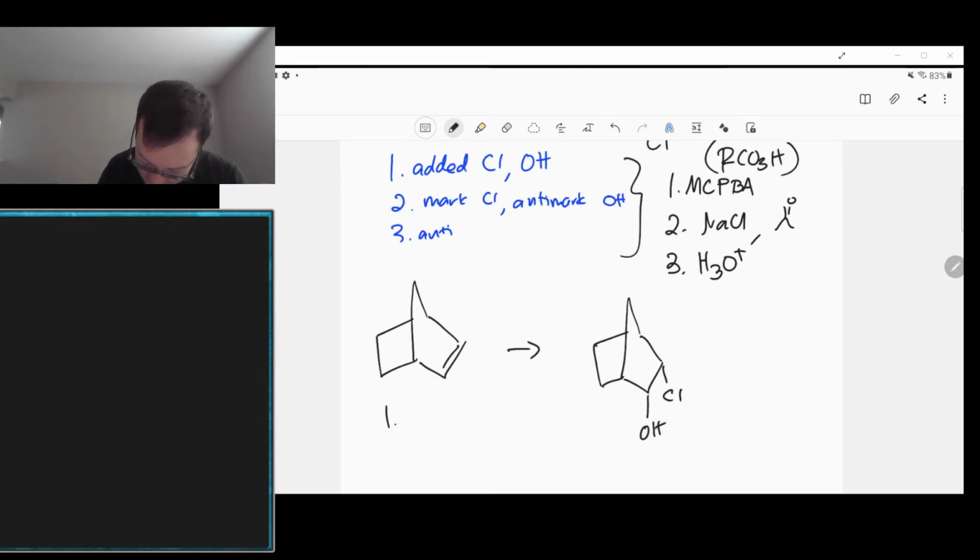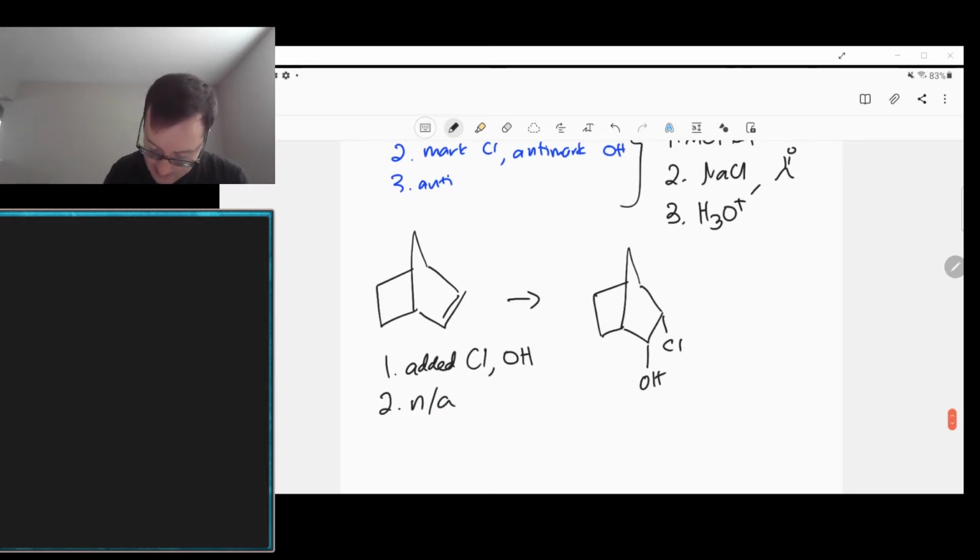So this is added. We've added those two groups. We have no more Markovnikov positions, so not applicable here. And then our third one is that they're syn to each other. And we don't have a set of reagents to do this. We do not have anything to directly make a syn halohydrin. We don't have a set.